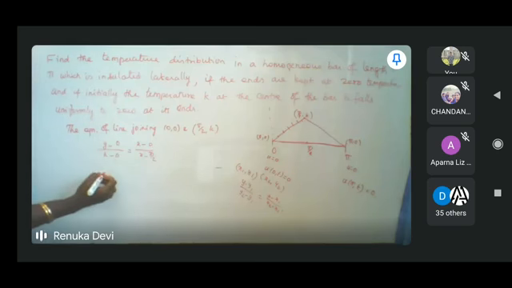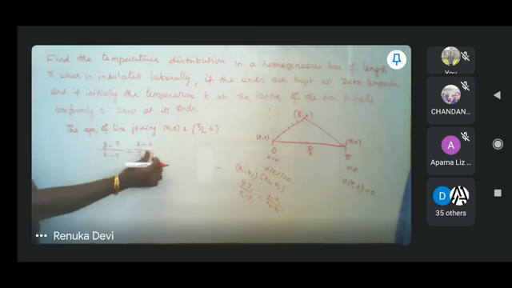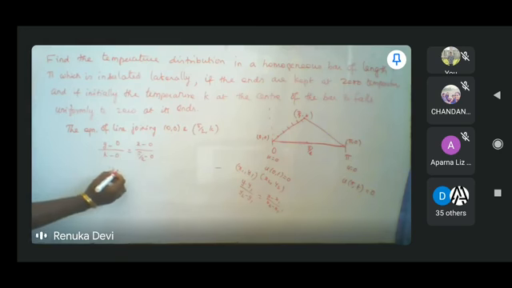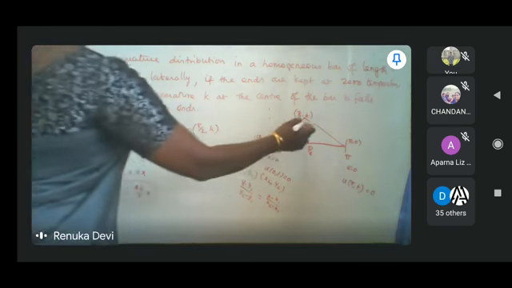So what do you get? y by k equals x by pi by 2. That is y into pi by 2 equal to kx, that is y equal to 2k by pi x. So this is the line joining these 2 points. Similarly, we have to find this line also.